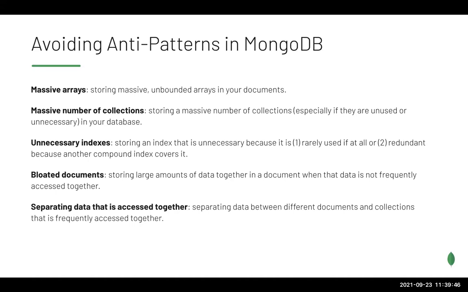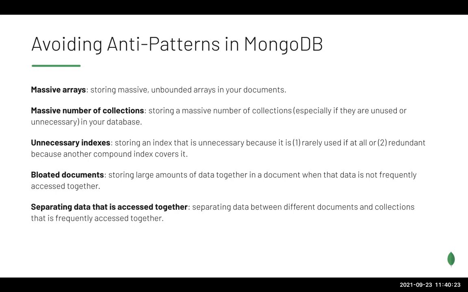but we'll hold off on that for now. The next anti-pattern to avoid in MongoDB is called bloated documents. This anti-pattern is storing large amounts of data together in a document when that data is not frequently accessed together. You've heard me talk a lot about data that is accessed together should be stored together, but that does not necessarily mean that you should store all of the information about a particular feature or document in the same collection.